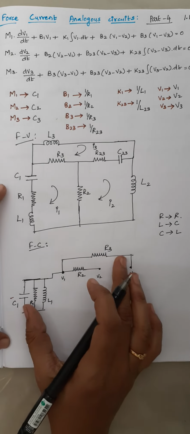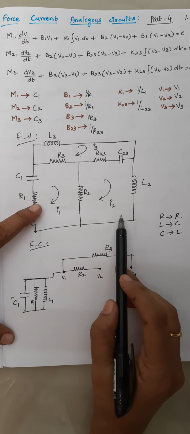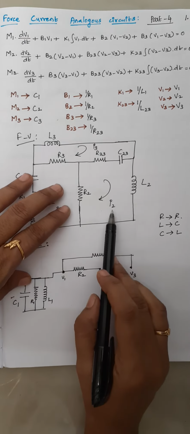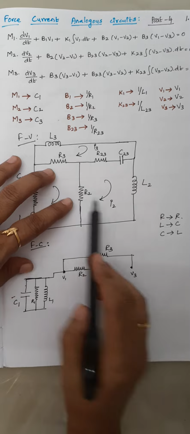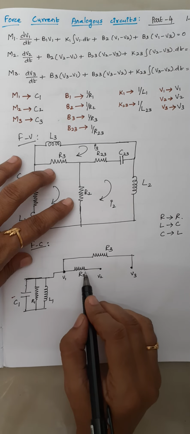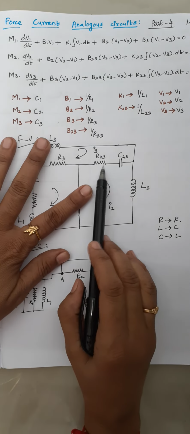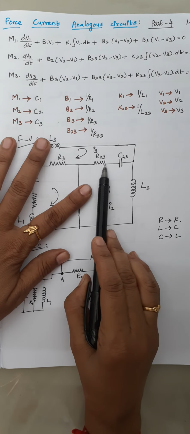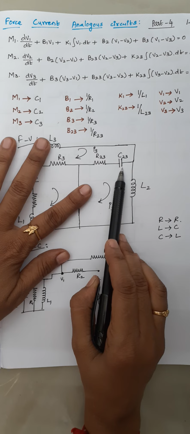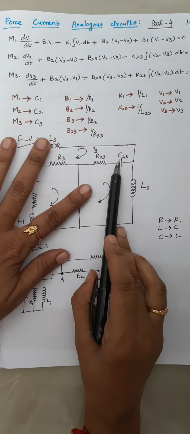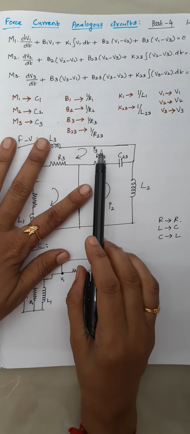These things get satisfied. The next one is, move to your loop 2. Here we have an R2. This R2 is already drawn here, so you can neglect this one. And the next one is, you have a resistor in series with the capacitor, right? And these two elements are common for your loop 2 and loop 3.